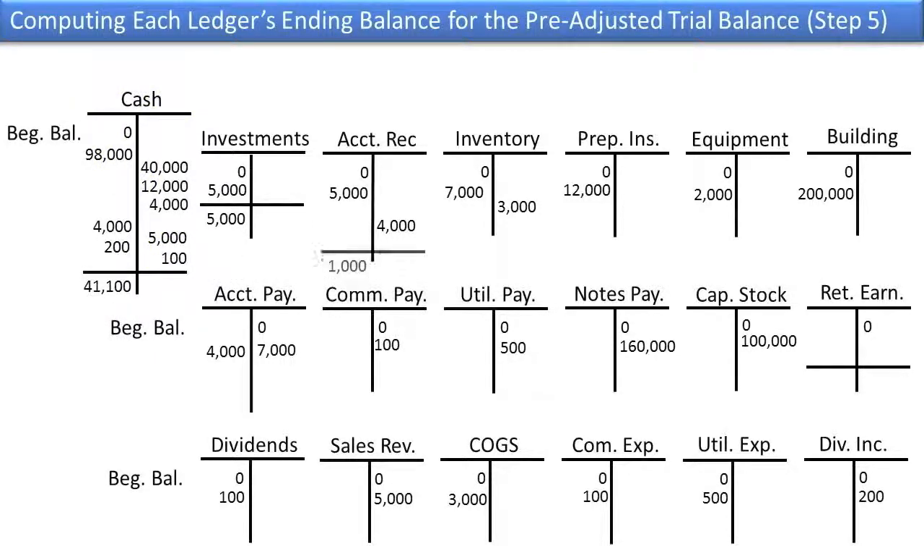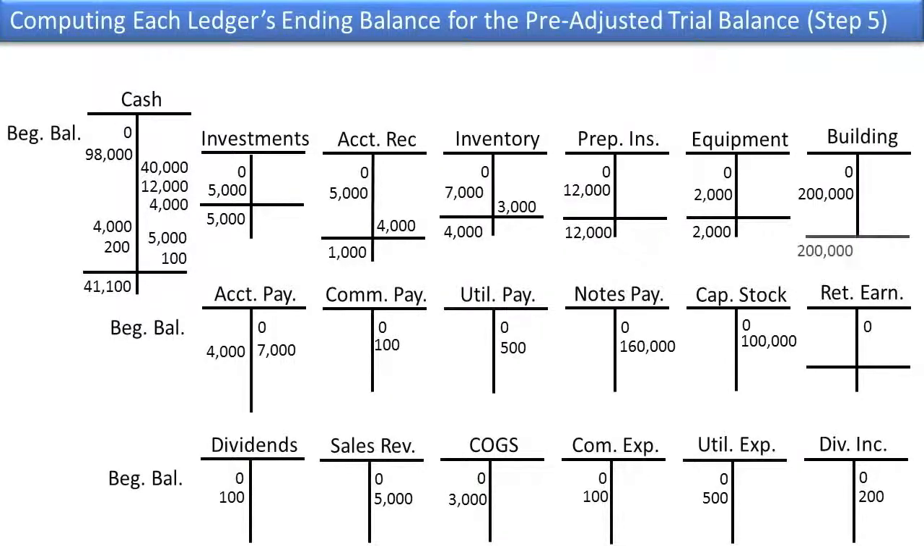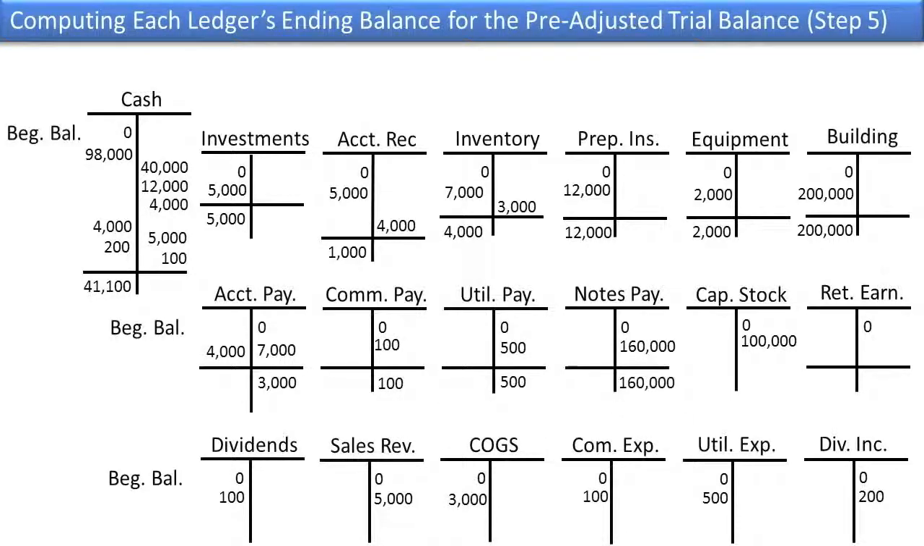Investments, debit $5,000. Accounts receivable, debit $1,000. Because we had $5,000, we collected $4,000, so now we only have $1,000 remaining to be collected. Inventory, we have debit of $4,000. Prepaid insurance, debit $12,000. Equipment, debit $2,000. Building, debit $200,000. Accounts payable, we had $7,000 credit minus $4,000 debit, so the balance is going to be a credit of $3,000, which is the normal balance for accounts payable. Commissions payable, credit $100. Utilities payable $500, credit. Notes payable, credit $160,000. Capital stock credit $100,000.